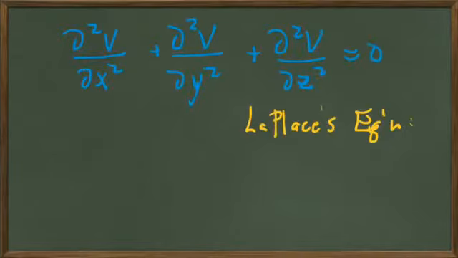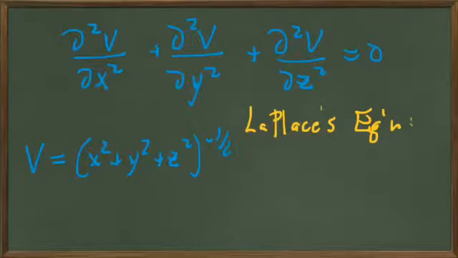I'm going to show that a certain function v satisfies this equation, which is called Laplace's equation. Laplace's equation is just the second partial of v with respect to x plus the second partial of v with respect to y plus the second partial of v with respect to z added together equals 0. So the function v that we're going to work with is going to be x squared plus y squared plus z squared raised to the minus 1/2 power.